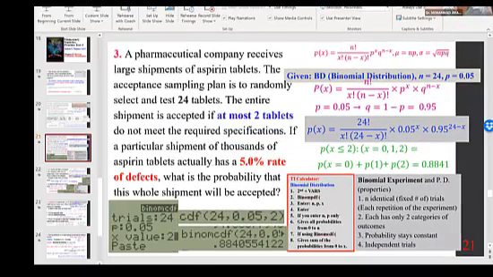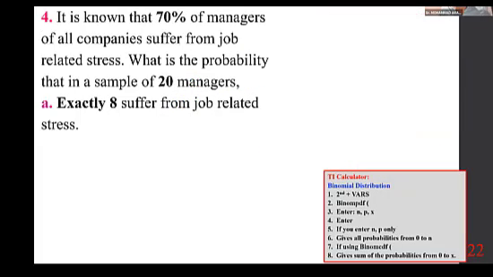All right, that was technology. We are going to look at the next example. It is known that 70% of managers of all companies suffer from job-related stress. What is the probability that in a sample of 20 managers, exactly 8 suffer from job-related stress? Clearly, this is a binomial distribution. The reason being, we are given n and p, 70%, because either they suffer from stress or they don't. So there are only two outcomes, and they are independent.